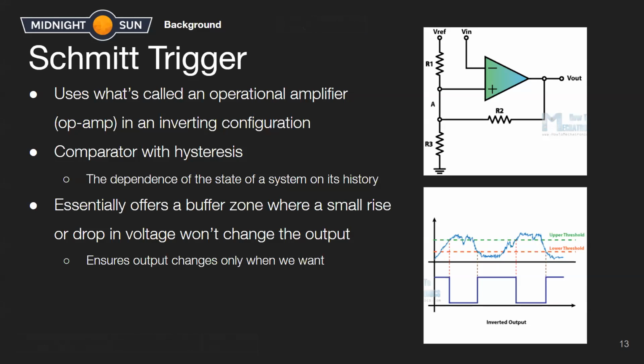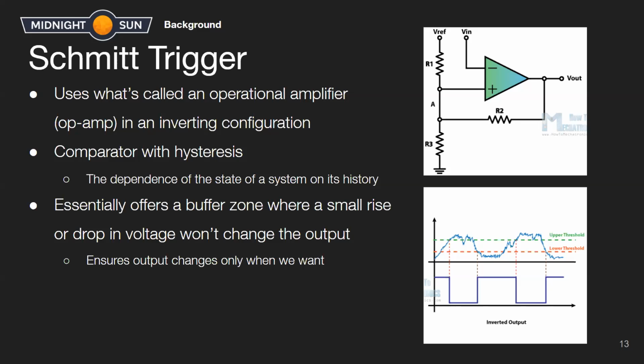The formal definition is the dependence of the state of a system on its history. Oh, that's embarrassing. So if you imagine you start out low under the threshold and you go past the low threshold, you won't get a signal high until you pass the upper threshold. And then even if you drop below the high threshold due to noise or something, you won't get a low signal until you drop below the low threshold.